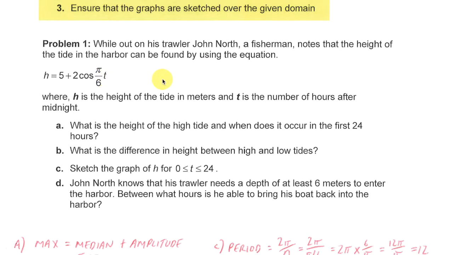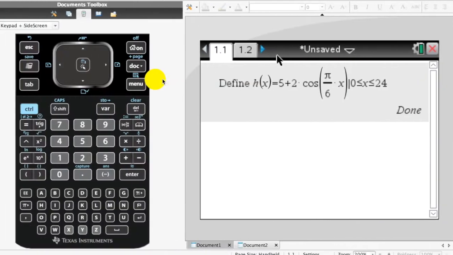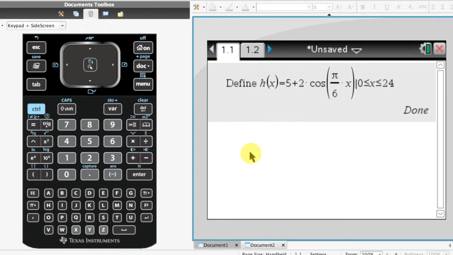So what I'll do straight away with that equation is place it into my CAS calculator. So menu, actions, define, and notice that I write it as H of X, not H of T. From the question, you'll see that everything relates to the first 24 hours after midnight. So I'll put in a domain restriction that X is between 0 and 24.